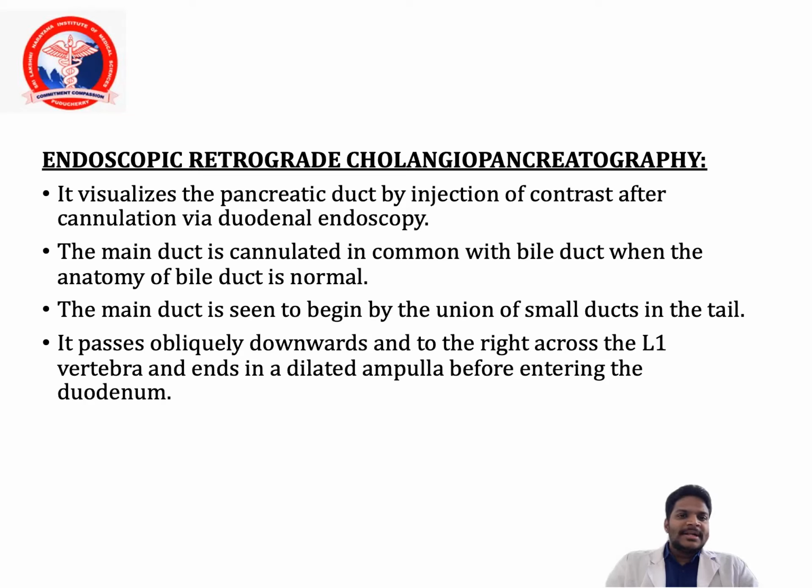In ERCP, or endoscopic retrograde pancreatography, the pancreatic duct is visualized by injection of contrast after cannulation via duodenal endoscopy. The main duct is cannulated in common with the bile duct when the anatomy of the bile duct is normal. The main duct is seen to begin by the union of small ducts in the tail. It passes obliquely downwards and to the right across the L1 vertebra and ends in the dilated ampulla before entering into the duodenum.